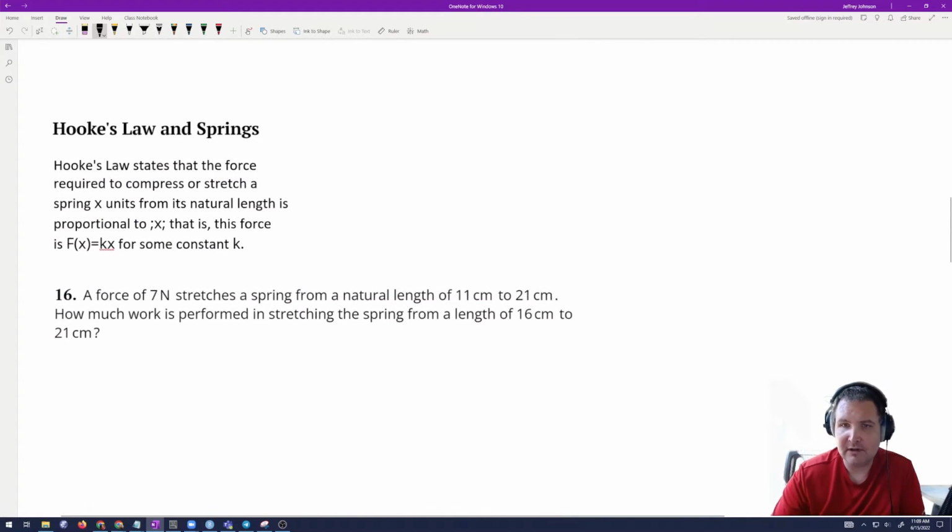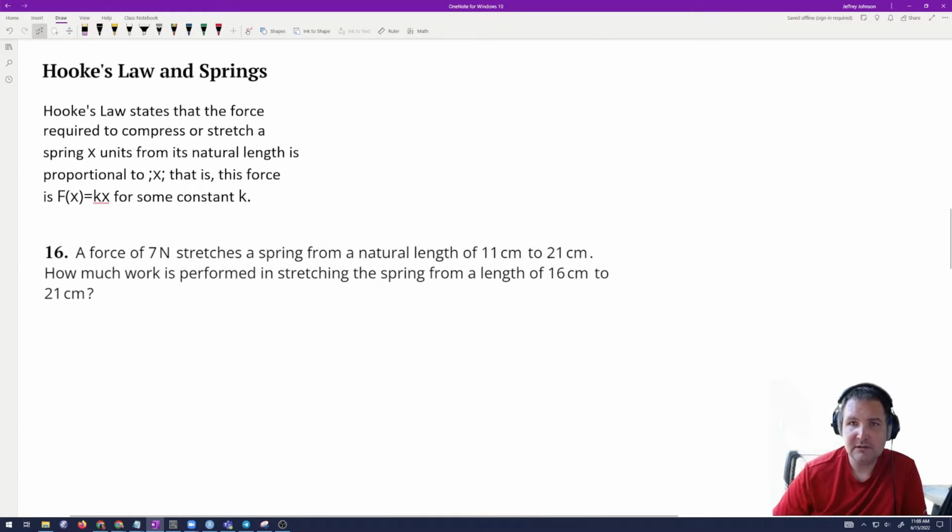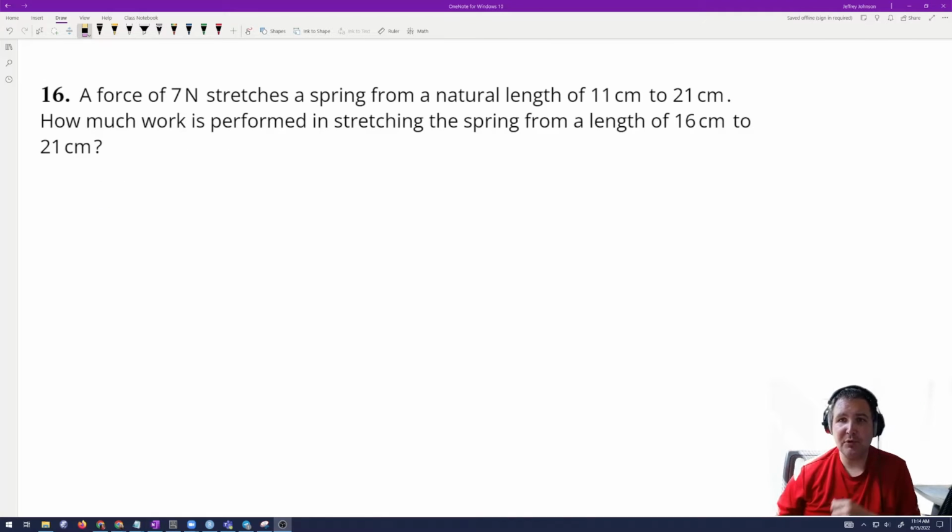Okay, let's look at a spring example. This is Hooke's law. Hooke's law says that the force is proportional to the distance. So the force changes. It's a linear change, and every spring has a constant of proportionality. In this problem, a force of 7 newtons stretches a spring from a natural length of 11 centimeters to 21 centimeters. How much work is performed in stretching the spring from a length of 16 centimeters to 21 centimeters? Okay, so there are a couple of things that we need to be able to do.